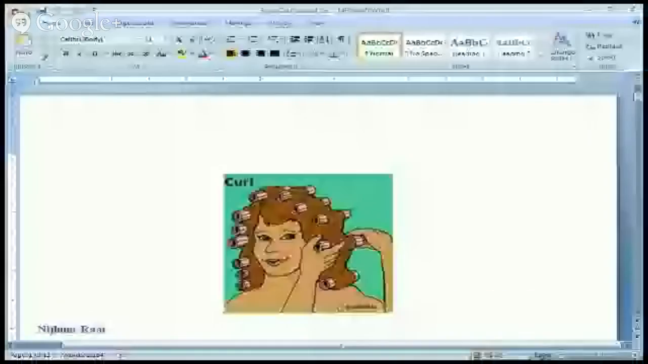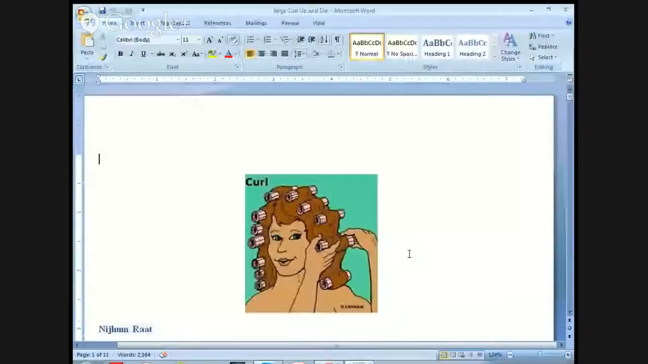What I'd like to do now is share my screen, and let me know if and when you can see my screen. I need to go back and click the button that says share my screen. Please let me know when you can see my screen, and you should see a lady with hair rollers in her hair. Are you able to? Yes, I can.